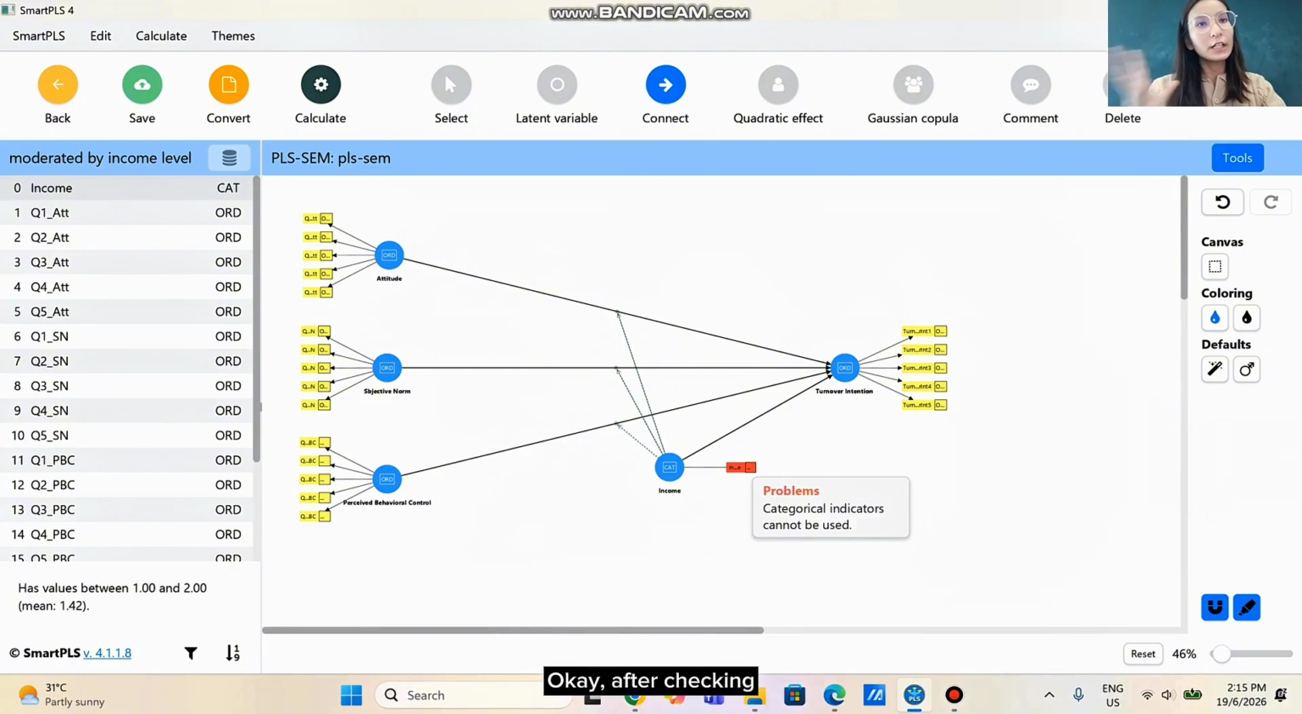Okay, after checking Google and comparing it with the raw data, I think I found the problem. The raw data income only shows two values, which are 1 and 2. So actually the income only represents two groups. Because of that, it's more accurate to set the income as binary, not categorical.